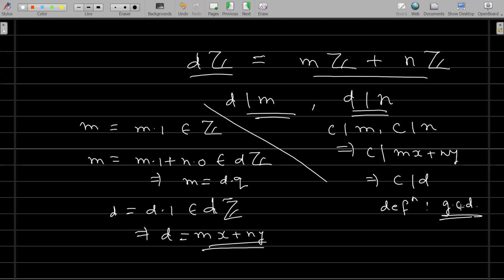Take MZ, take NZ, then MZ plus NZ is again a subgroup of Z, so it must be of the form some DZ. Then that D is defined as the GCD. And in fact, now we don't have to separately prove Bezout's theorem. By the very structure, D can be expressed as a linear combination of M and N. This is in fact Bezout's theorem. So some such things can be done using group theory.